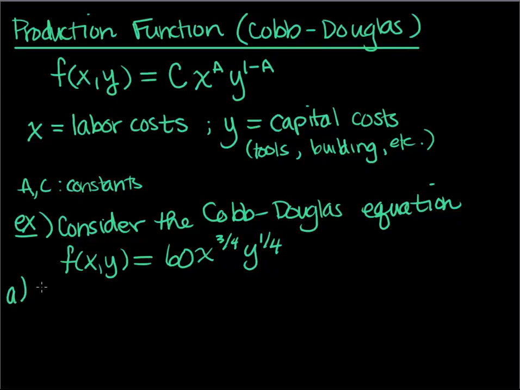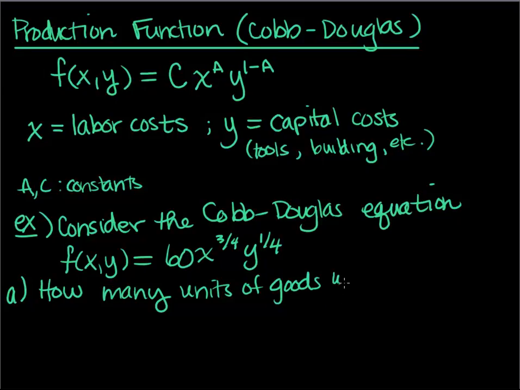So part A, how many units of goods? Whoa, come on Sarah, you can spell sometimes. So it's just units, so it's very arbitrary, right? We don't know what the unit stands for. Maybe a unit is 100 or hundreds or thousands or whatever. We're just going to say units of goods will be produced.